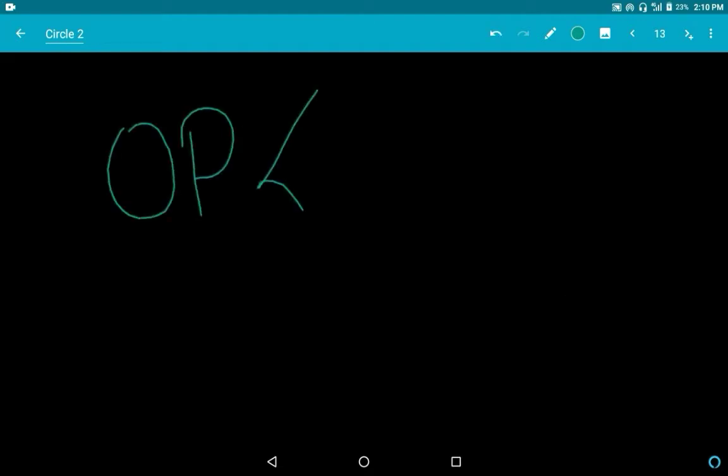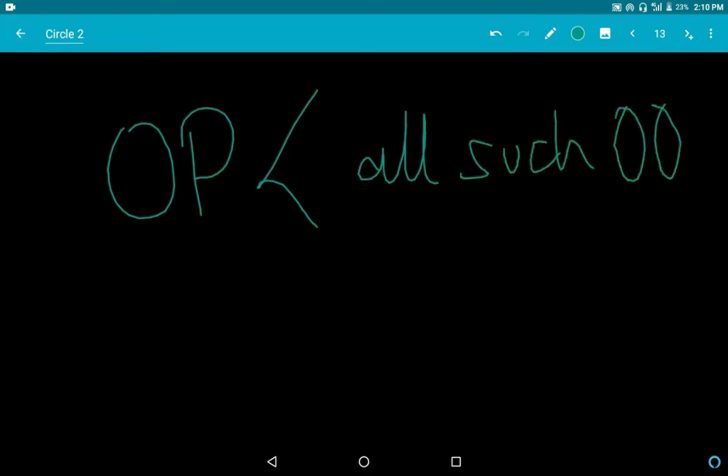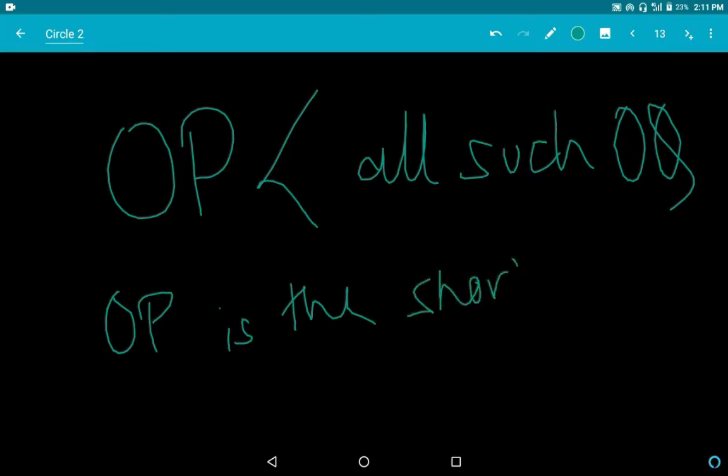So I can say what? OP is less than all such OQs. Understand? That means OP is the smallest line. OP is the shortest line that can be drawn from the center onto the tangent.